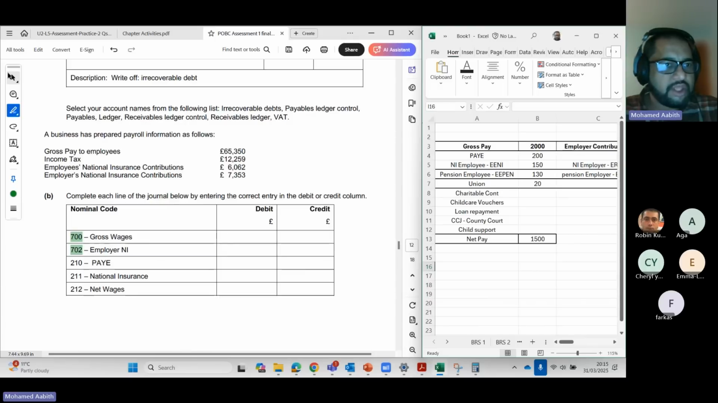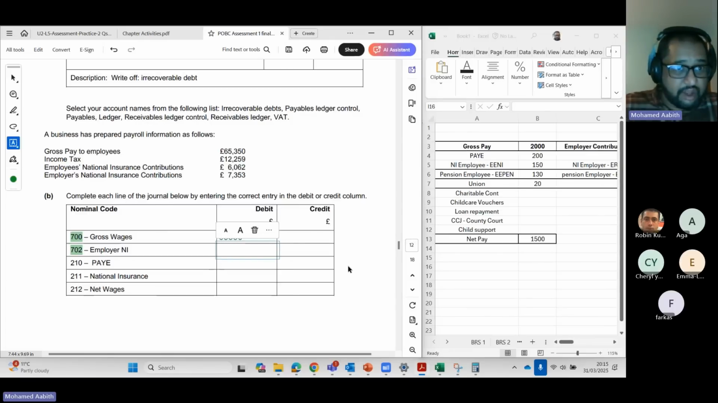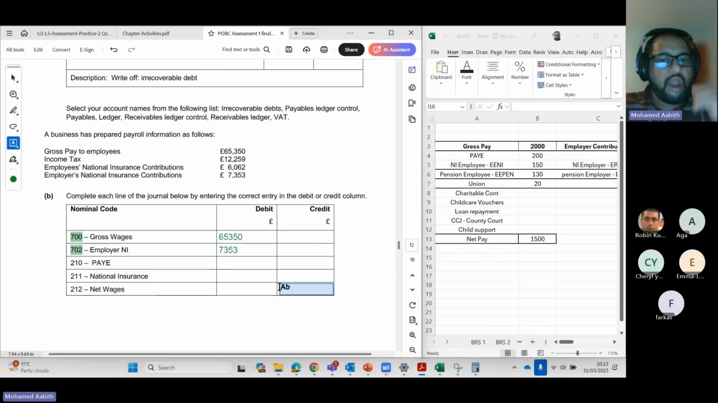In this scenario, the answer will be, let me check quickly whether I can write it. Yeah, type text. So here, the gross wages is going to be 65,350. And then this number here, next box, the employer national insurance is 7,353. So my debit side is done now. I have to do the credit side. How much is the PAYE? 12,259. And then what is my national insurance again?